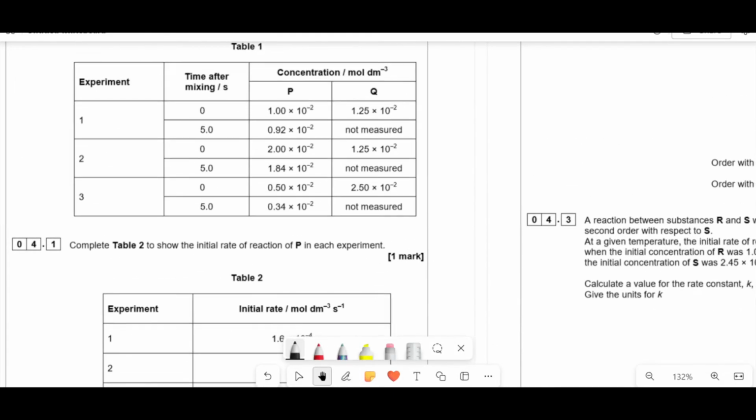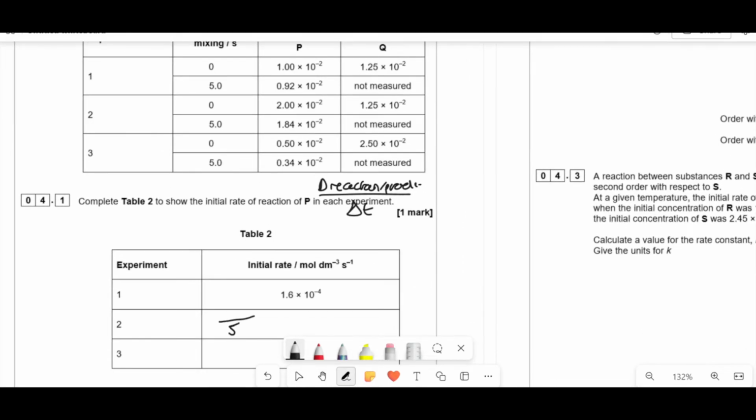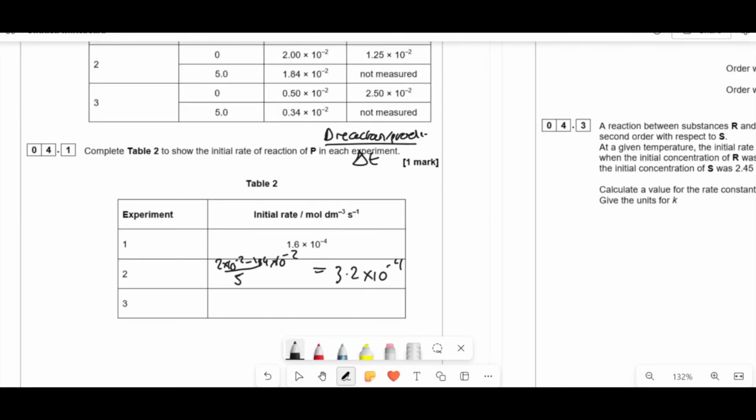So all you've got to do is, can you see that they're measuring the end of the reaction at 5 seconds, right? The rate of reaction is the change in your reactant or product, or whatever you want to call it, some substance, over the change in time, right? So if we're looking at experiment 2, the time is 5 seconds, so the change in time is 5 seconds. The change in the reactant or product is going to be what? 2 times 10 to the minus 2 minus 1.84 times 10 to the minus 2. If we do that, we get 3.2 times 10 to the minus 4. So that's all it is.